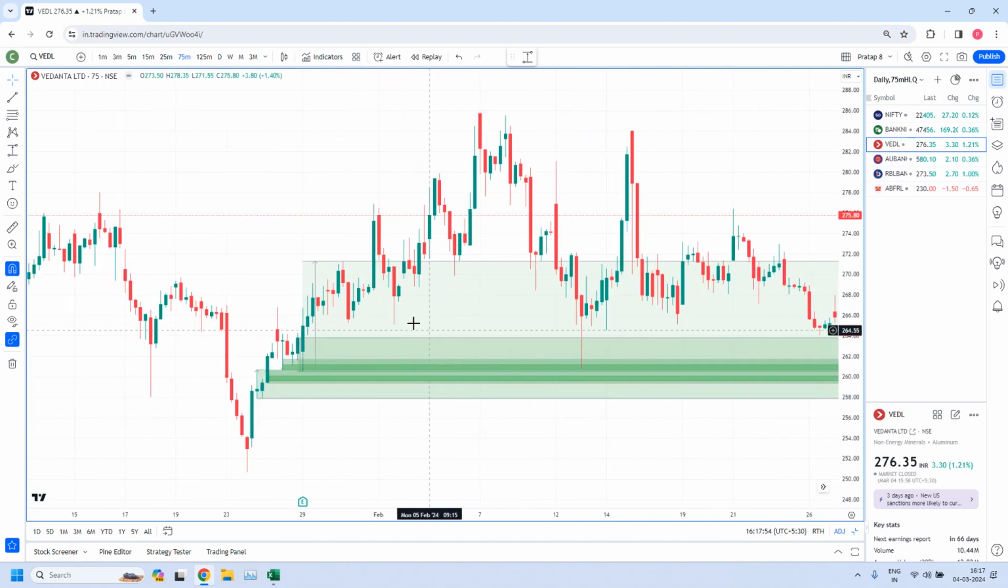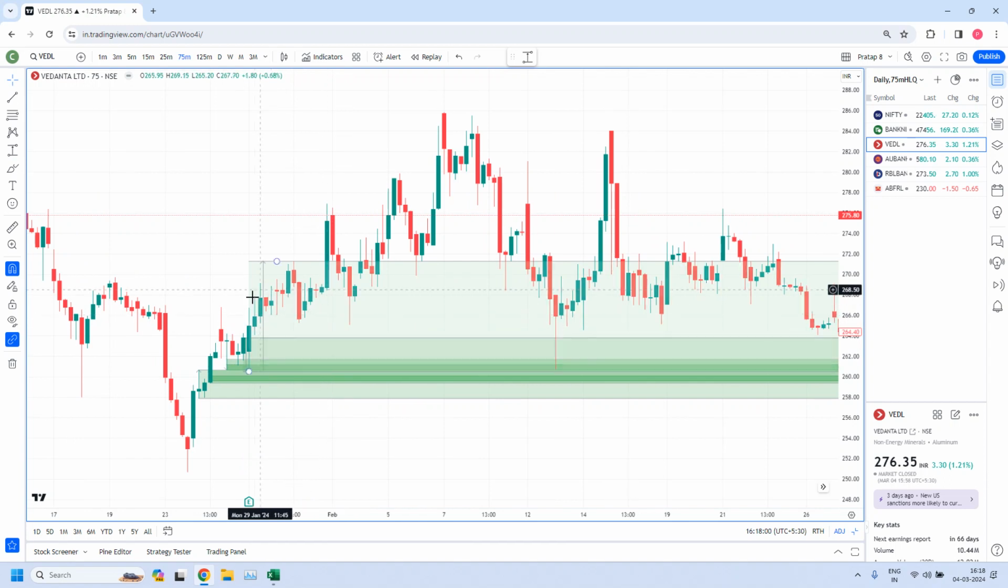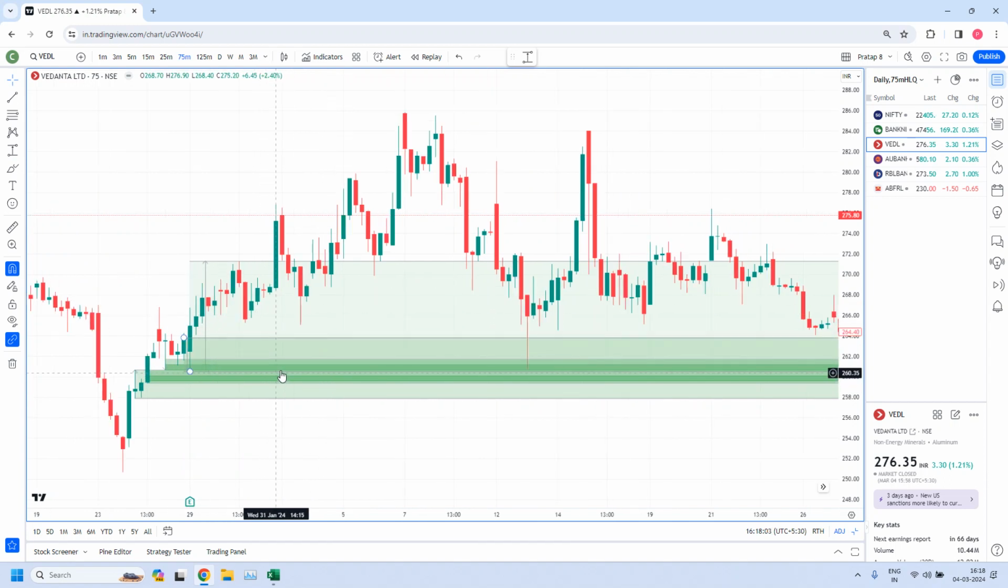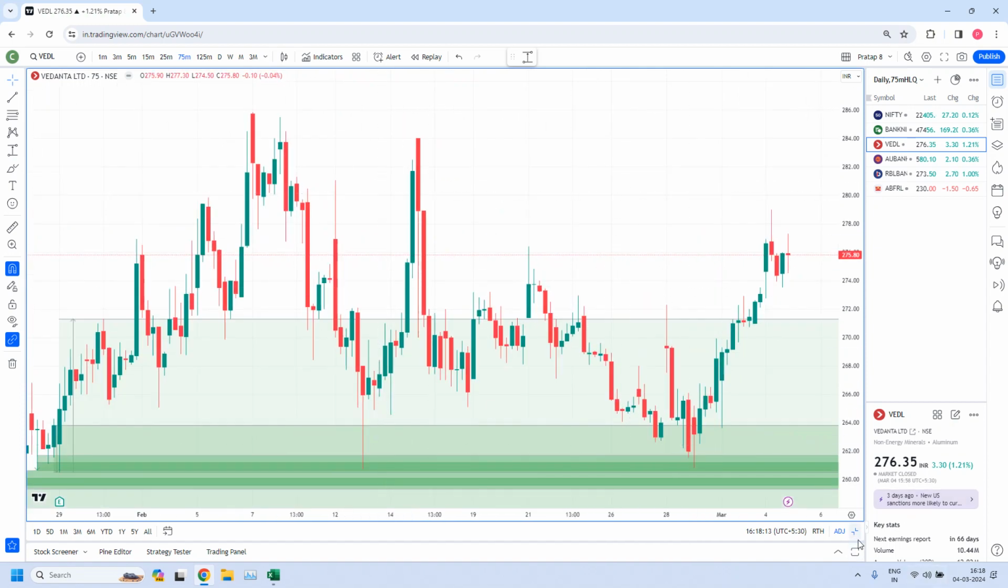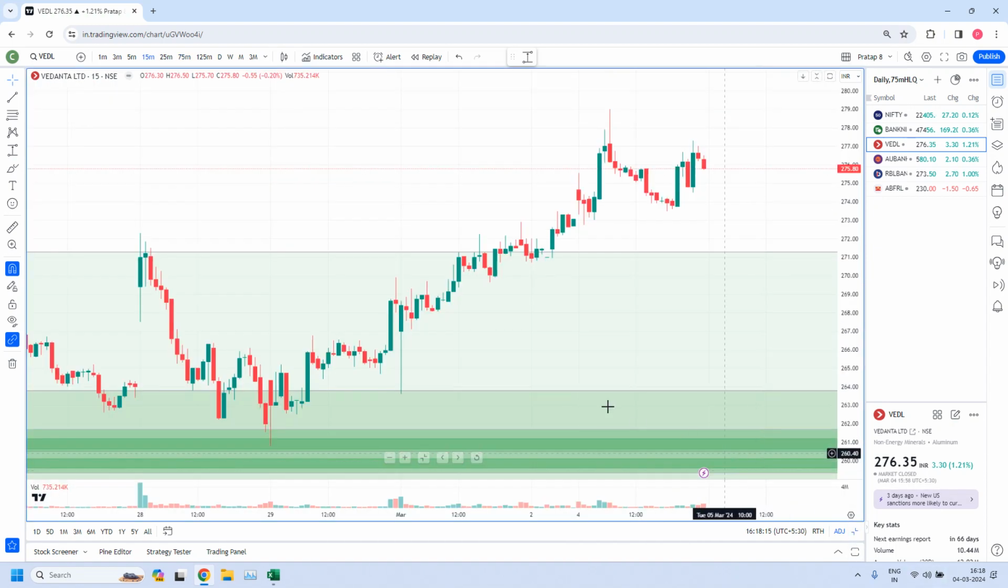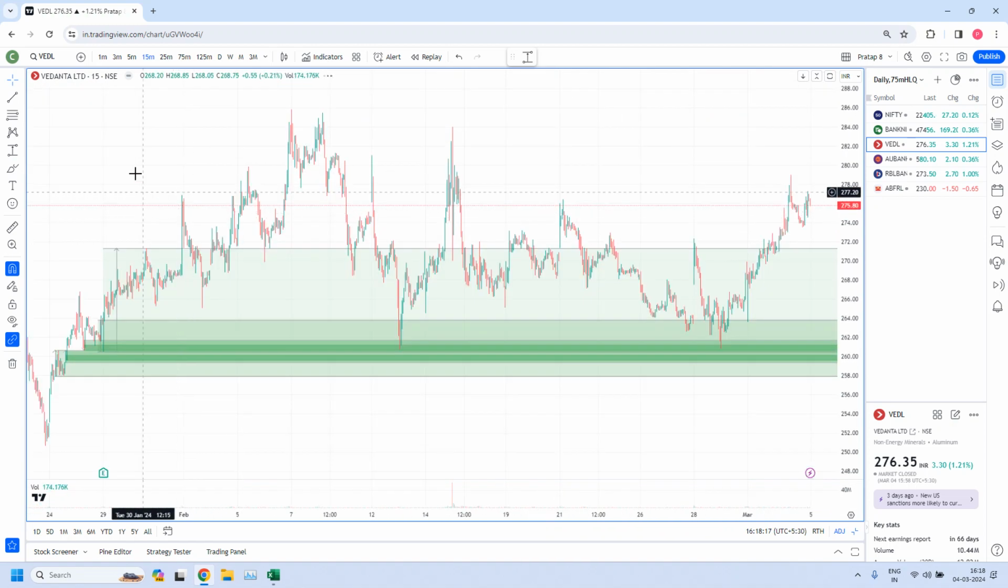So inside, again we identified two 75-minute zones. This is a rally, base, rally, and another one is this. We have a drop, two base candles, and a rally candle. So within these zones, again we fine-tune to the 15 minutes time frame. These are the 75-minute zones.